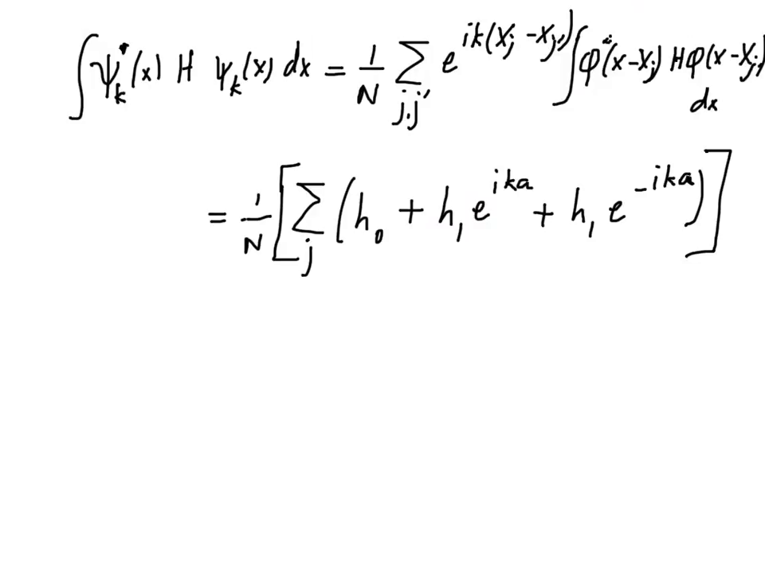Likewise, when j prime is 1 more than j, xj minus xj prime is minus a, and so this exponential becomes e to the minus i k a. And the integral, if you think about it a little bit, will be exactly the same as the previous integral. So this is h1, just like this is h1.